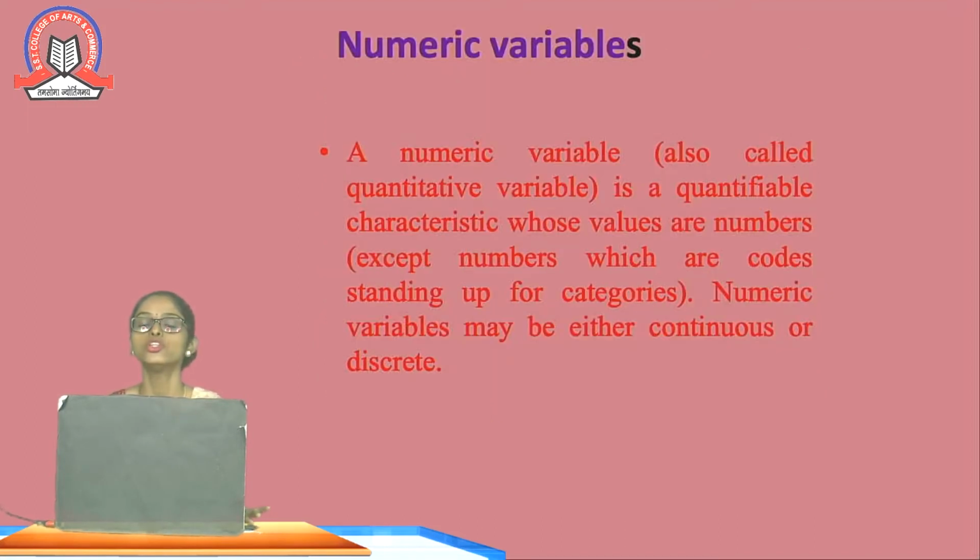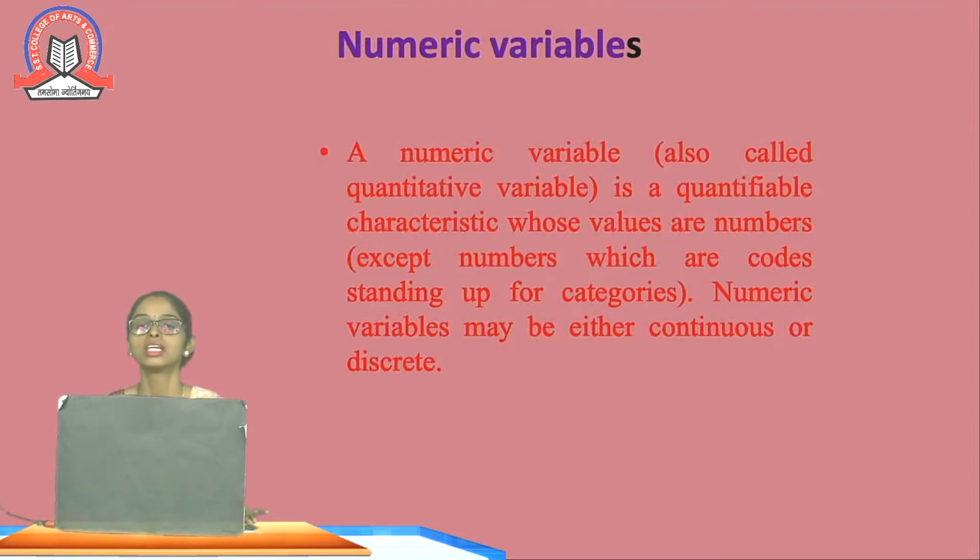Now what are numeric variables? Numeric variables are also called quantitative variables. Numerical variables do not belong to the categorical variables; only ordinal data or categorical variables belong there. A numeric variable is a quantifiable characteristic whose values are numbers, except numbers which are codes standing for categories.